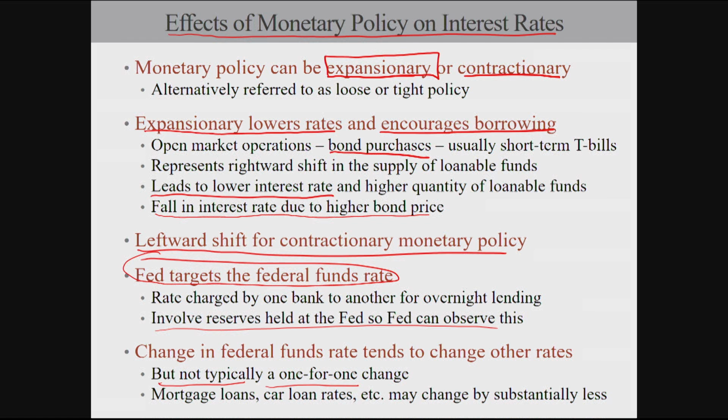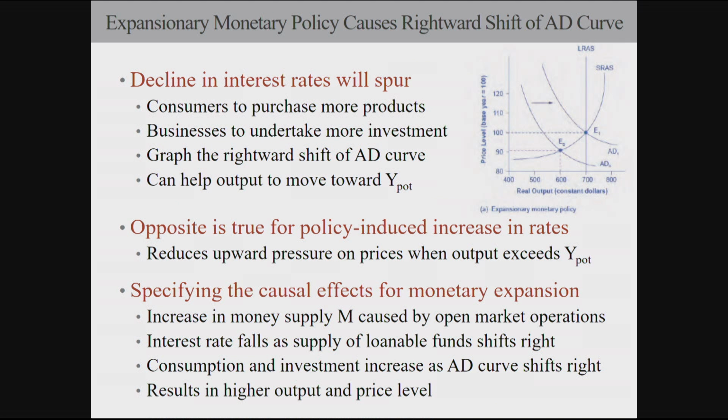Okay? And so at some level, we can think of expansionary monetary policy causing a rightward shift of the aggregate demand curve. So let's suppose right now we're out at a point like this with output at E sub 0 far below potential. If we do expansionary monetary policy, lower interest rates, that is going to tend to spur consumers to purchase more things and businesses to undertake more investment, and this is going to lead to a rightward shift, okay, in aggregate demand.